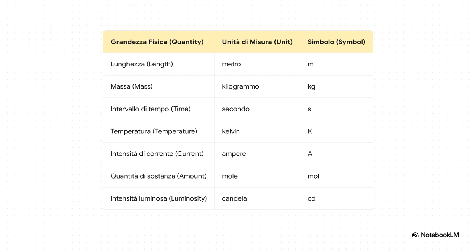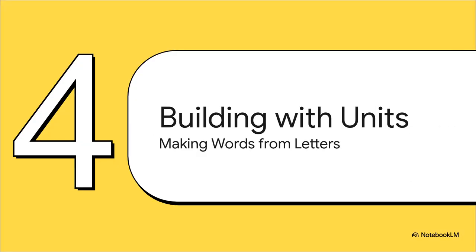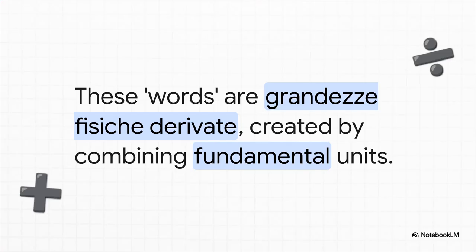That's it. These 7 are the bedrock. So if those 7 units are our alphabet, what happens when we start putting the letters together to form words? Well, that's how we describe more complex things. And these words have a name. They're called derived quantities. They aren't fundamental on their own. Nope. We create them by multiplying or dividing the fundamental units we just learned.